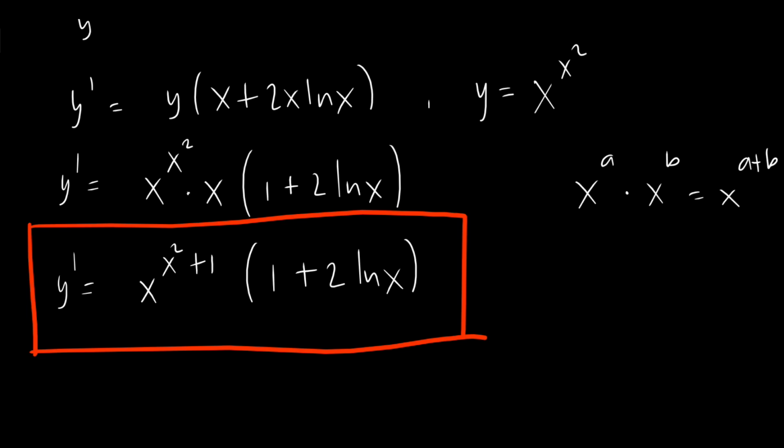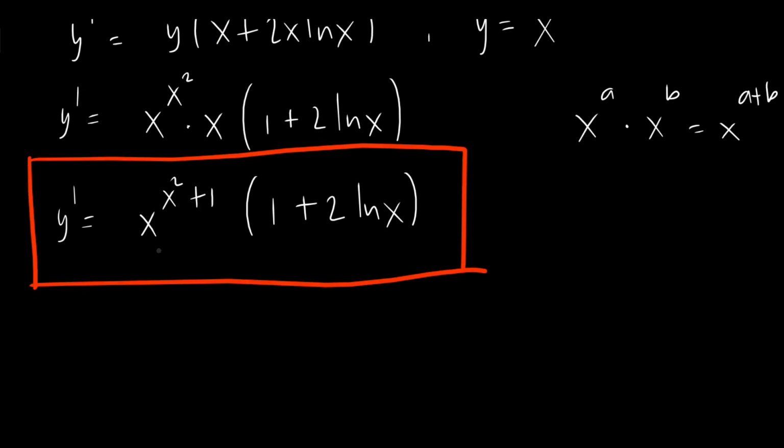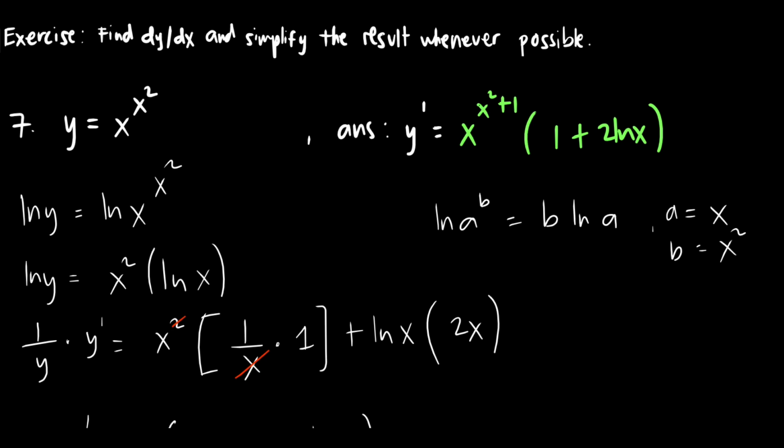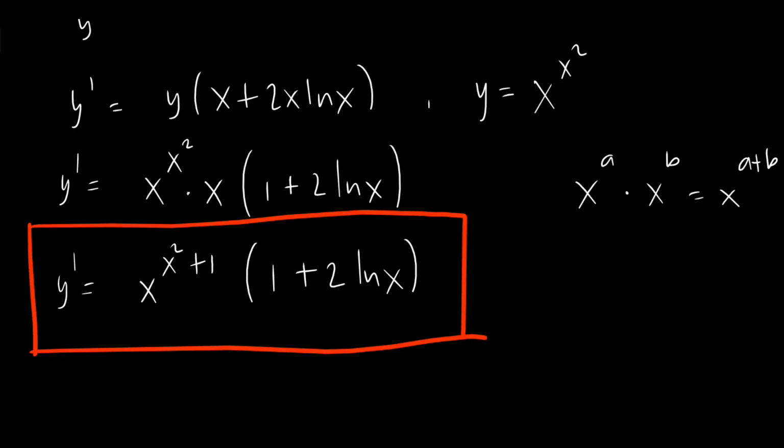Let's check if our answer is correct. So y prime is equal to x raised to the power of x squared plus 1 times 1 plus 2 ln x. This is now our final answer, so our answer here is correct. Let's proceed to another number.